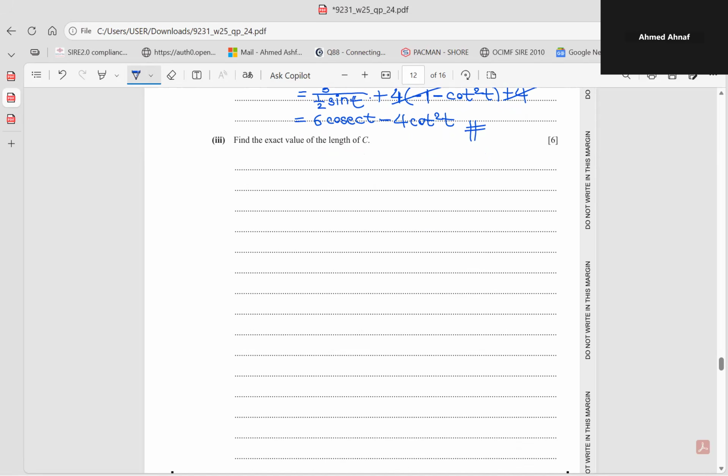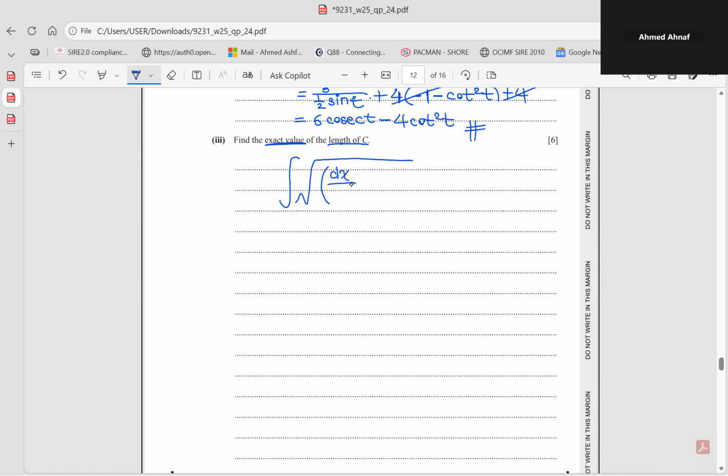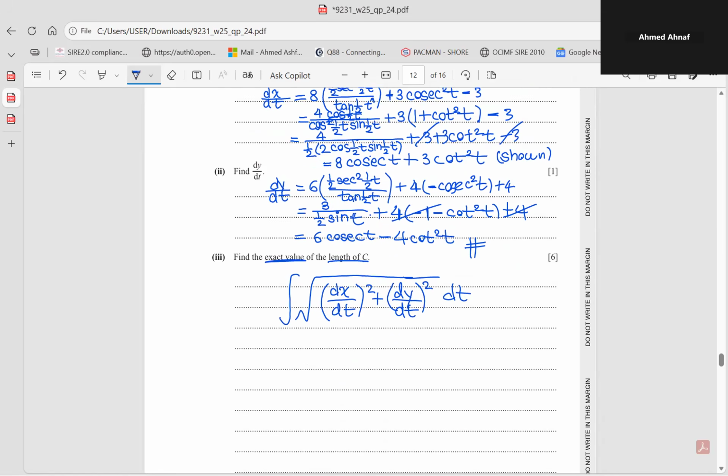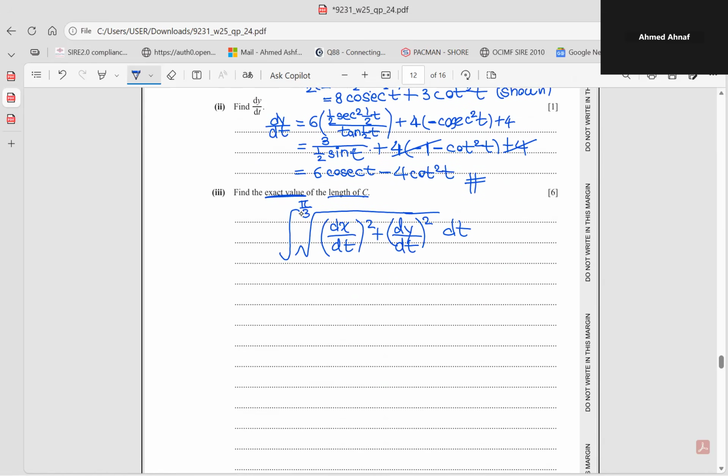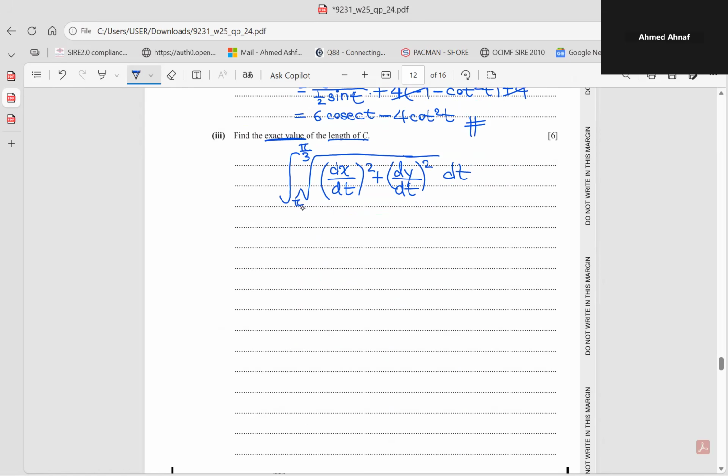So for this next part, we are told to find the exact value of the length of C. So they're telling us to find the arc length of C. To find the arc length, we can use this formula for parametric equations: the integral of the square root of (dx/dt) squared plus (dy/dt) squared, with respect to t, of course. The limits are pi over 3 and pi over 6.